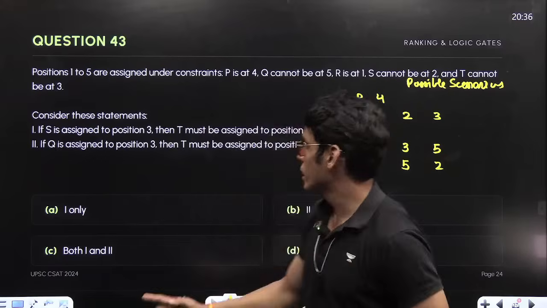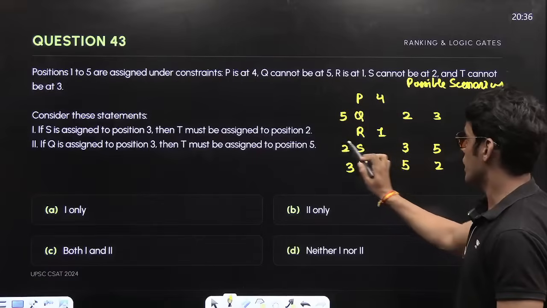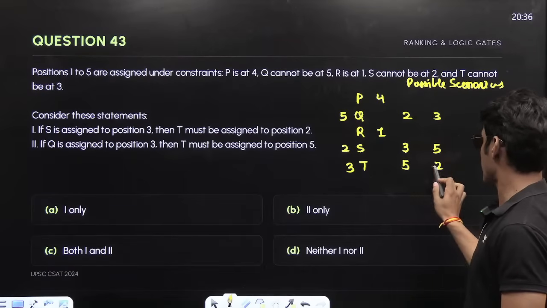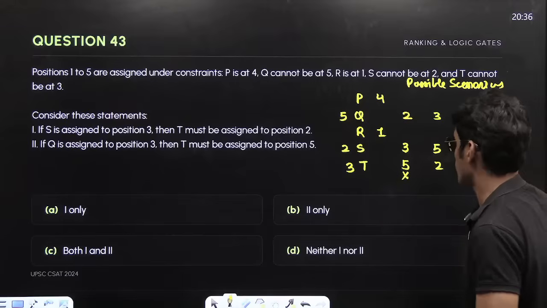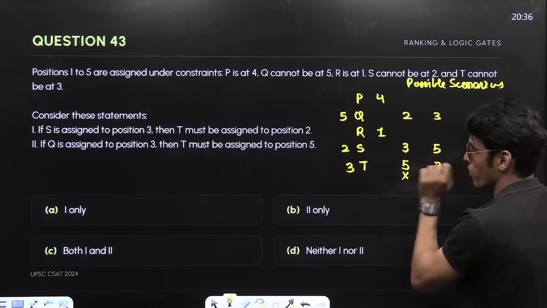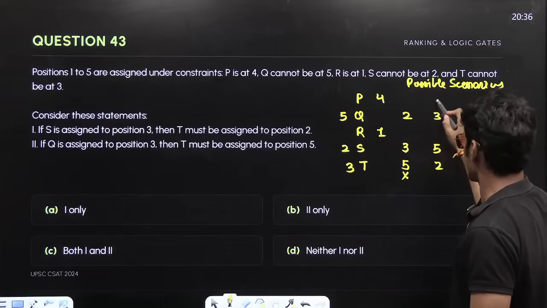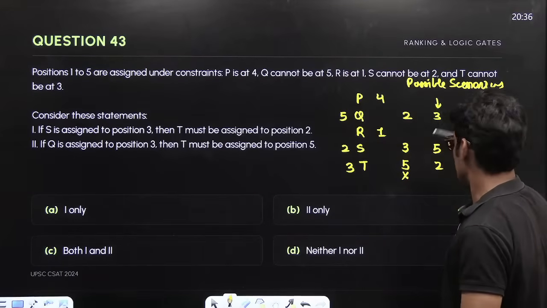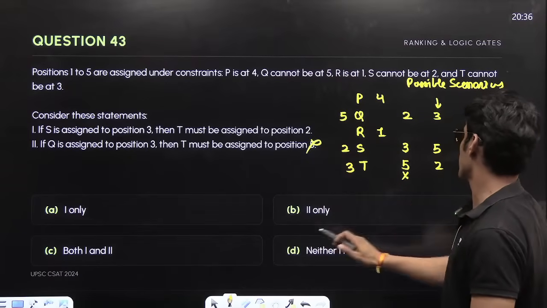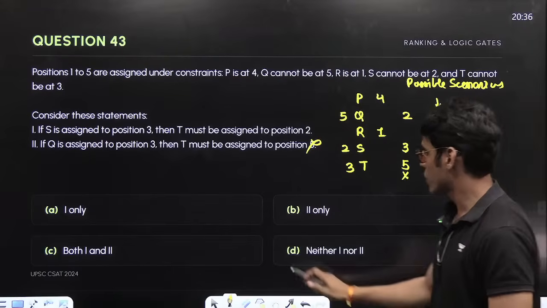Now what is written here? If S is assigned to 3, then T must be assigned position 2. So T is assigned position number 2. No, this is incorrect, because in that case, T is having position number 5. If Q is assigned position 3, then we are talking about this possibility. Then what is T? T is assigned to position 5. This is also incorrect, because T will be assigned position number 2. So neither 1 nor 2.